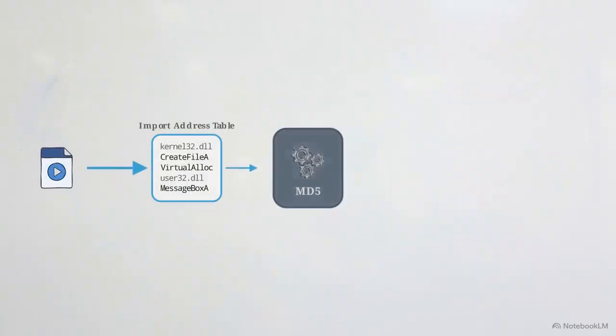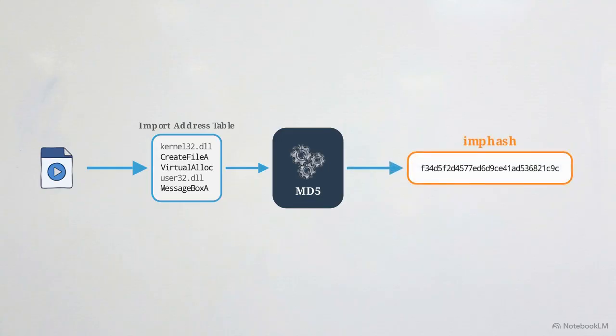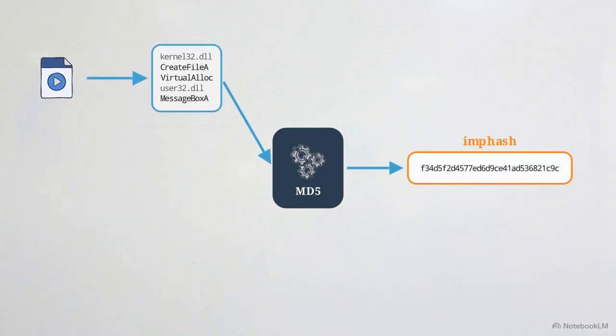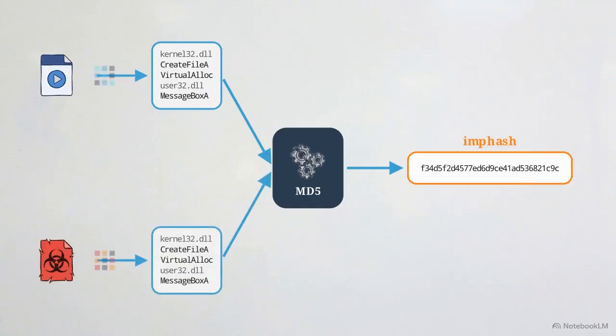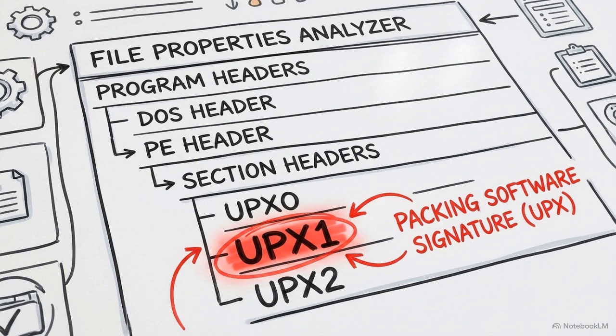This visual maps how we leverage the IAT to generate an imphash. This is a unique cryptographic hash computed directly from the specific ordered list of imported DLL functions requested by the executable. Because the imphash relies entirely on the import order, two completely distinct malicious payloads will output the exact same imphash if their authors utilized the same underlying packing tools or development frameworks.